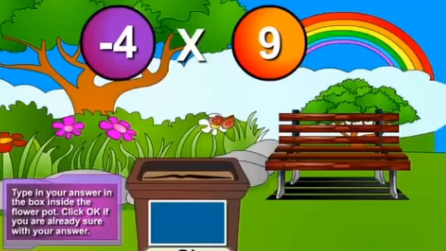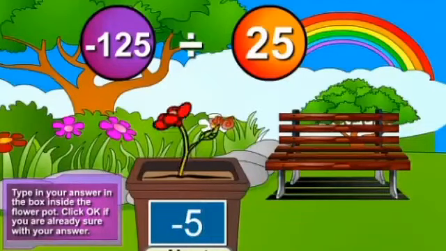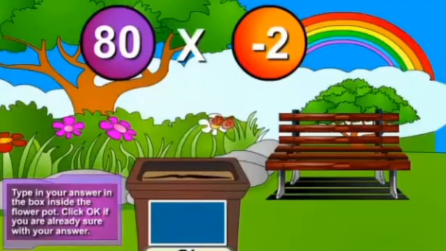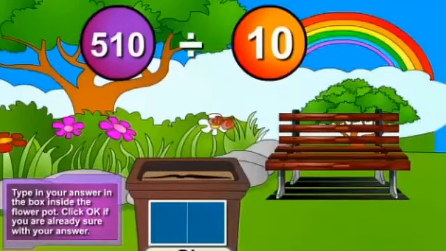Negative 4 times positive 9. What's your answer? Negative 36. Is it correct? Good job. Negative 125 divided by 25. Is it negative 5? Good job. Positive 80 times negative 2. Is it negative 40? Good job. 510 divided by 10. What's your answer? Is it positive 51? Correct.